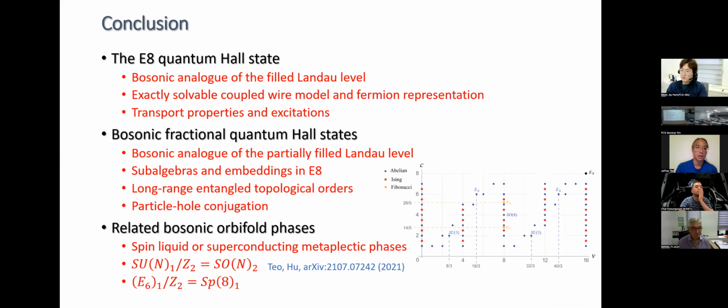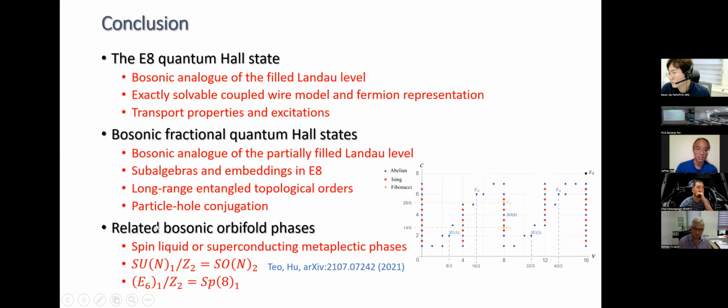One is the short-range entangled E8 quantum Hall state. So this is the bosonic analog of the filled lowest Landau level. And the second one is the fractional bosonic quantum Hall states that fractionally occupy the E8 state. And this is basically the bosonic analog of the partially filled Landau levels.